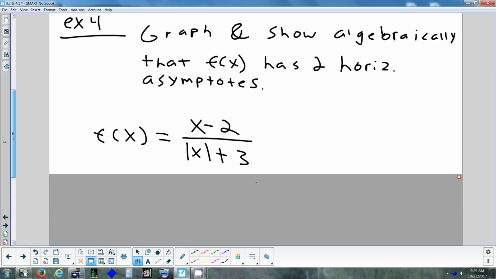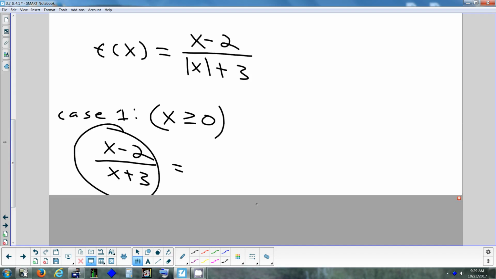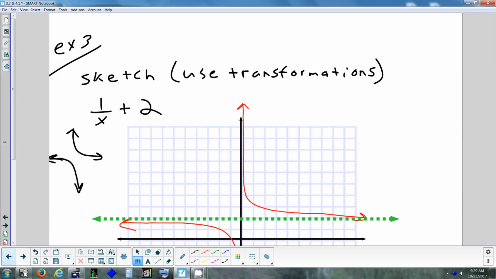If it's positive, we don't do anything to it. Or 0, we don't do anything to it either. So in the case where x is greater than or equal to 0, f of x just turns into that. Absolute value makes no difference if you're plugging in a number already greater than or equal to 0. So now we're going to work with this. But what we have to do is rewrite it so that it looks more like that.